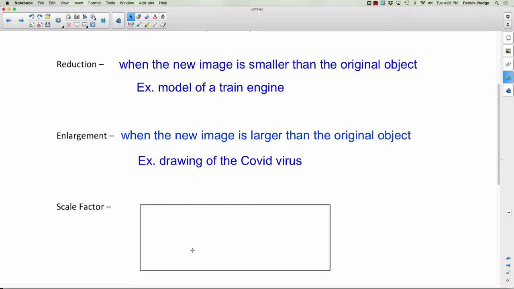And so I really recommend, I insist that you write down this formula. You're going to need this over and over and over today. Scale factor equals image length divided by object length. So let's think about this.